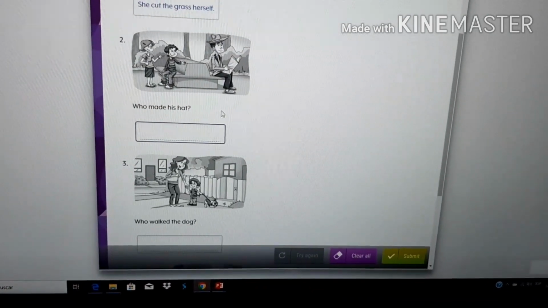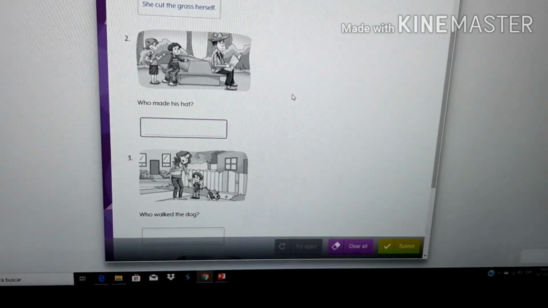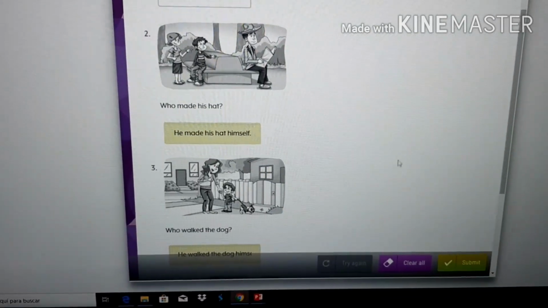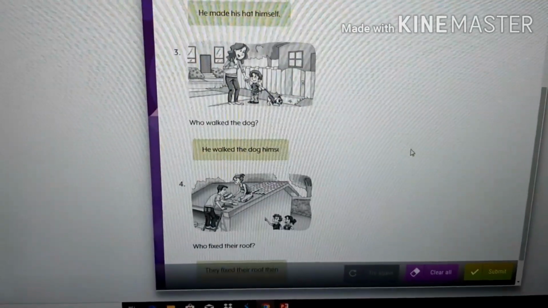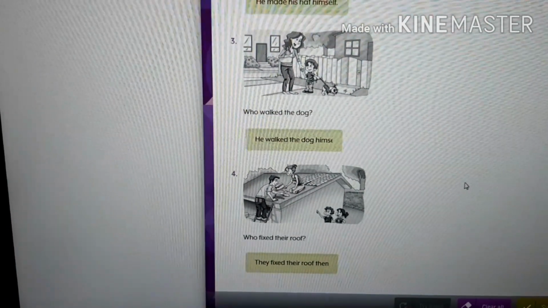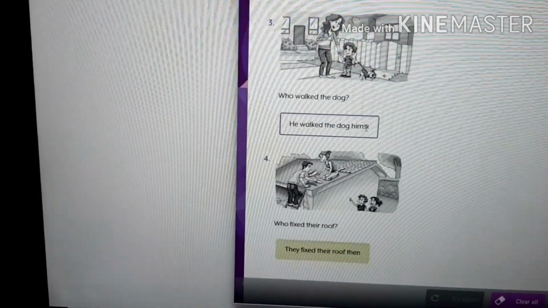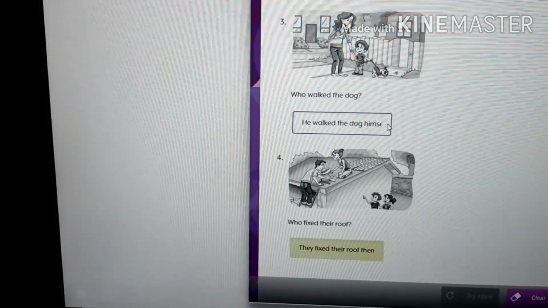Number 2, the question is, who made his hat? Take notes, my dear boys and girls. Number 3, who walked the dog? He walked the dog himself. Here we have himself.